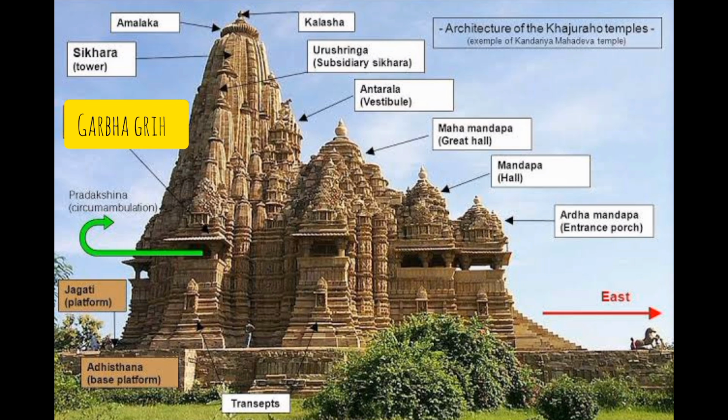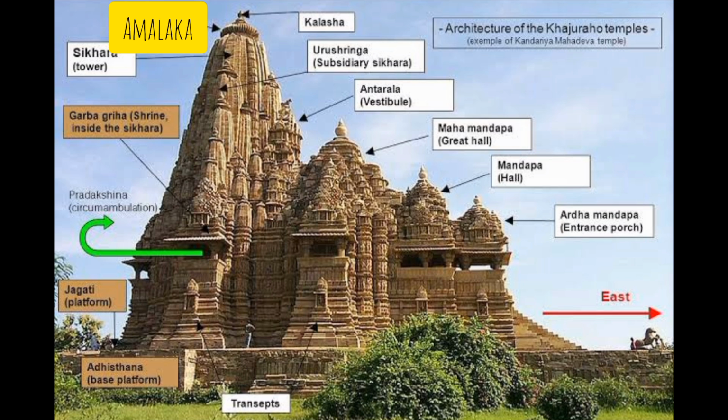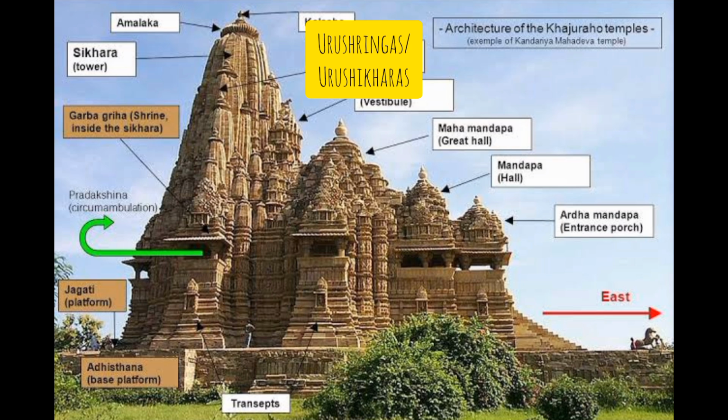main deity resides. There's a disc-like shape on the top of the Shikhara, known as the Amalaka. And on top of the Amalaka, which also happens to be the topmost part of the structure, there's a Kalasha. There's always a path for pradakshina or circumambulation around the Garbhagriha. We also get to see certain subsidiary shikharas, referred to as the Urushringas or Urushikharas.